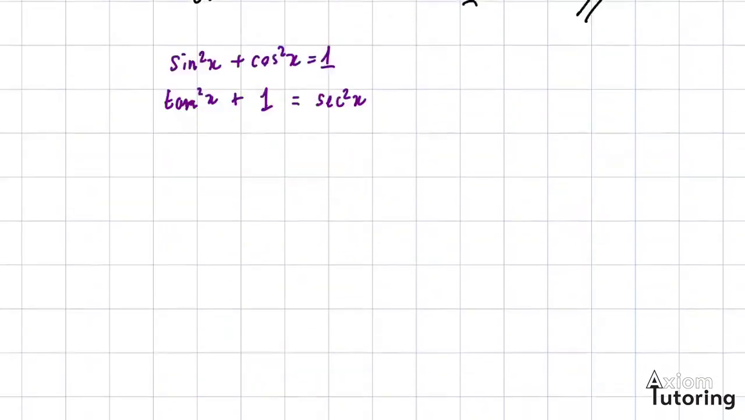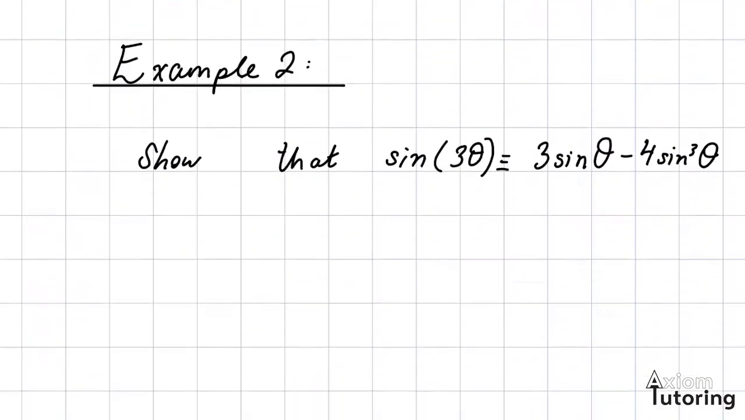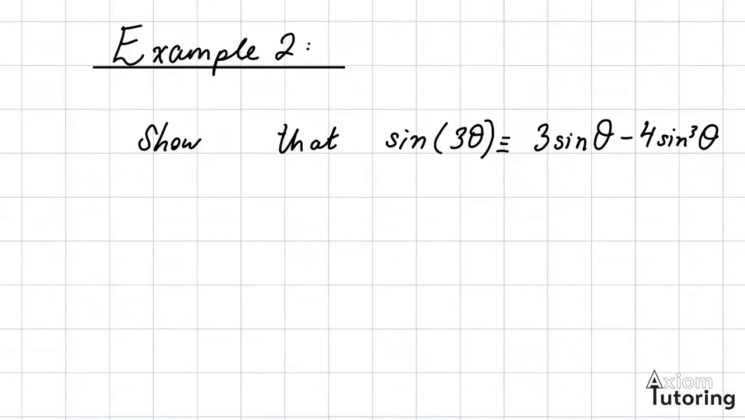Okay, so let's move on to our second example here. What we want to do is show that sine of 3 theta is equivalent to 3 sine theta minus 4 sine cubed theta. So again, what we're doing is working from the left-hand side, and we're trying to get to the right-hand side and show that they're equivalent.